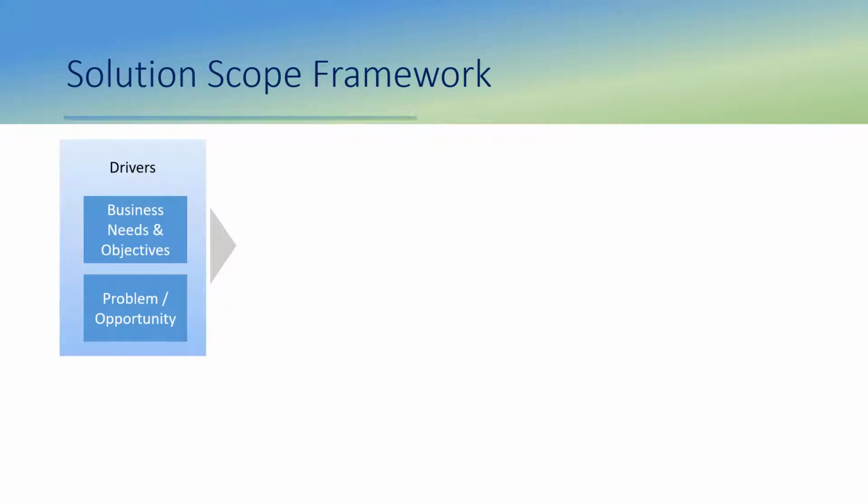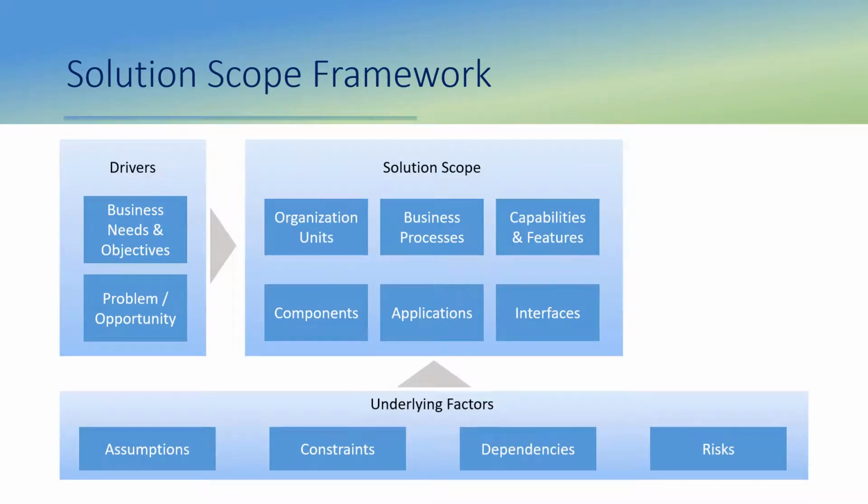Solution scope framework comprises of drivers: what are the specific business needs and objectives that should be met, and what are the opportunities and problems that should be solved? Next is the solution scope itself. We will discuss more about all the components that comprise a complete end-to-end solution later in this lecture. In a nutshell, it comprises of all the in-scope items and all underlying factors such as assumptions, constraints, dependencies, and the risks which are associated.